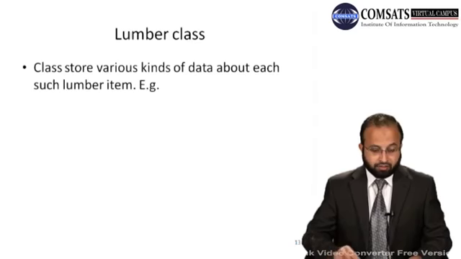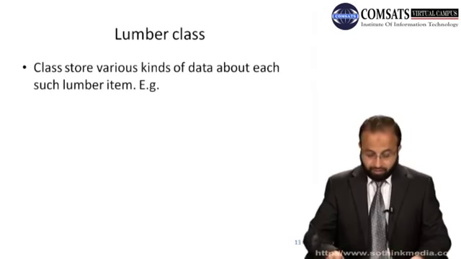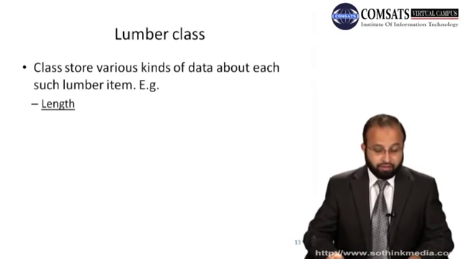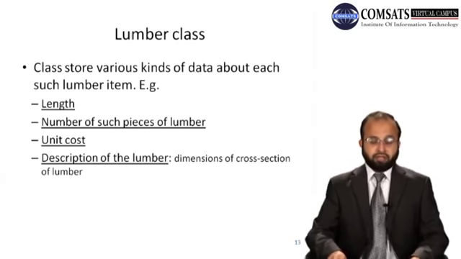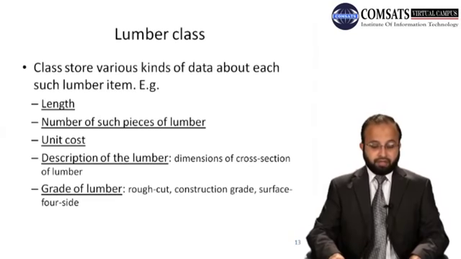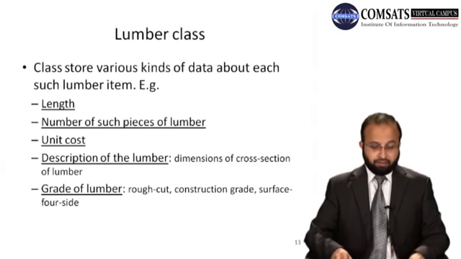So lumber class. So the class stores various kinds of data about each such lumber item. For example, the length of a lumber, number of such pieces of lumber, unit cost, and description of the lumber, that is dimension of the cross section of lumber. Okay? So these are the things that we want to represent, and the grade of the lumber, that is rough cut or construction grade or surface four sides. So these are the fields that we want to store in a lumber class, that is length, number of such pieces of lumber, their unit cost, description of lumber and grade of lumber, right?